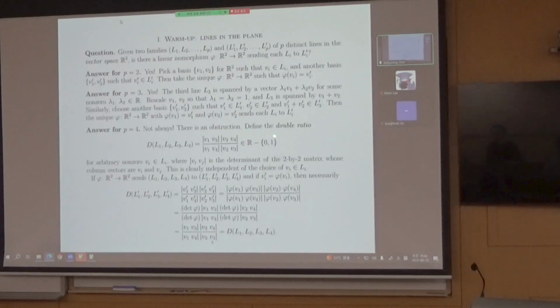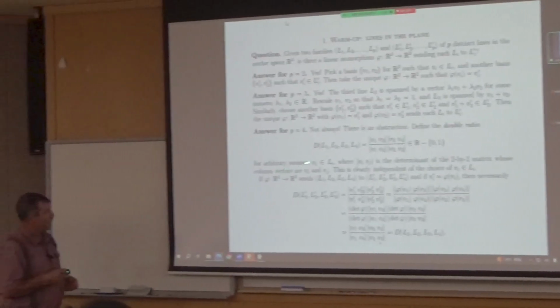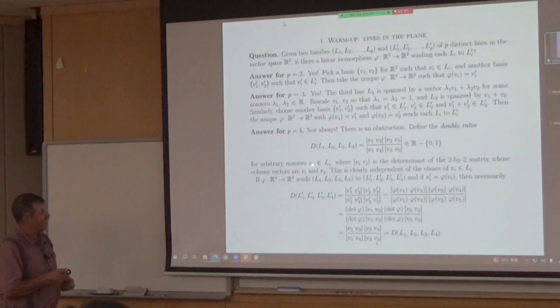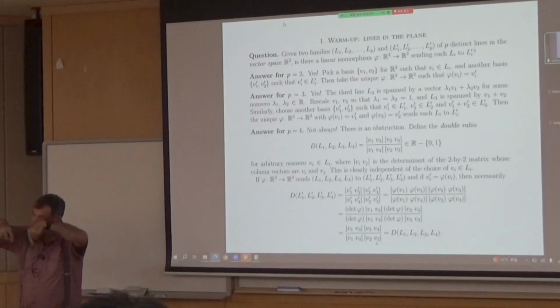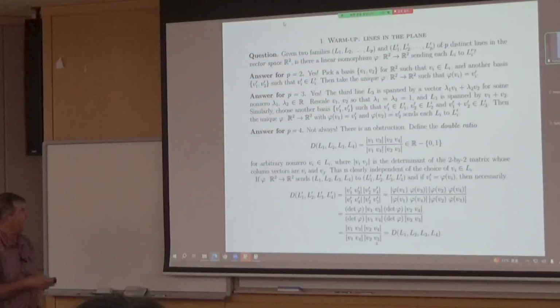And this obstruction is the double ratio. So what's the double ratio of this family of 4 lines? You take a vector in each of your lines, L1, and then when you have these vectors, this notation here represents the determinant of Vi. So when you have 2 vectors, there are 2 columns. So with 2 vectors, you create a 2x2 matrix, and you can take the determinant. That's what these terms are supposed to be.